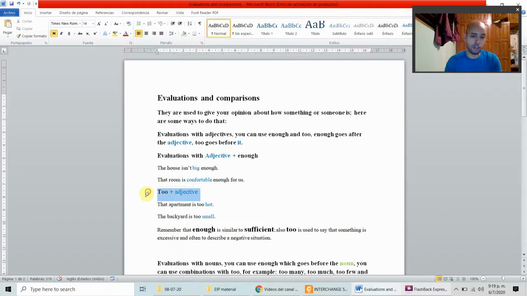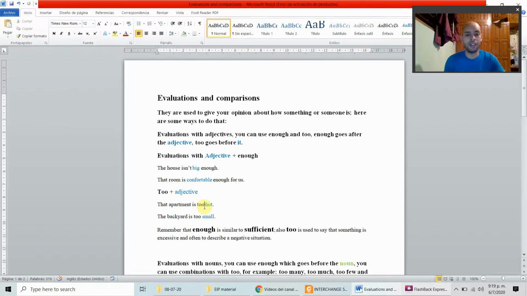Now, with too plus adjective, remember too goes before the adjective you are using. That apartment is too hot. Or the backyard is too small. Here, you are saying that the heat in the apartment is very, very high. And you are saying here that the backyard is very small. It's an exaggeration of small, too small.